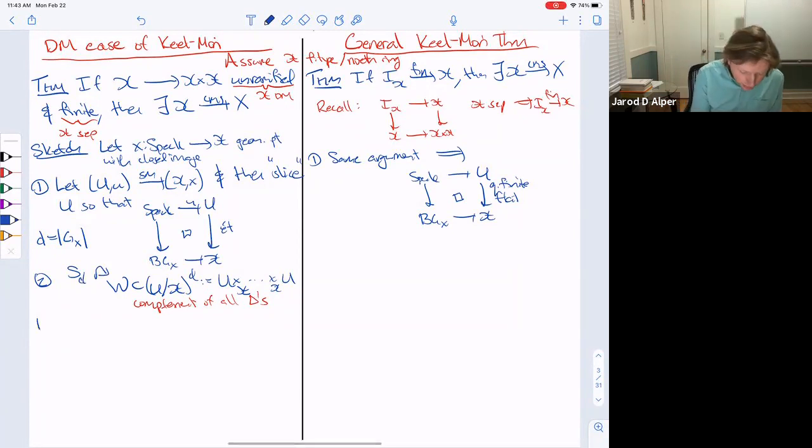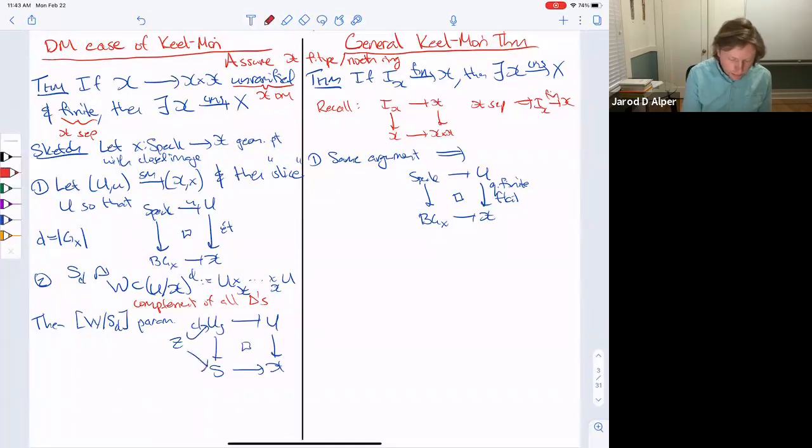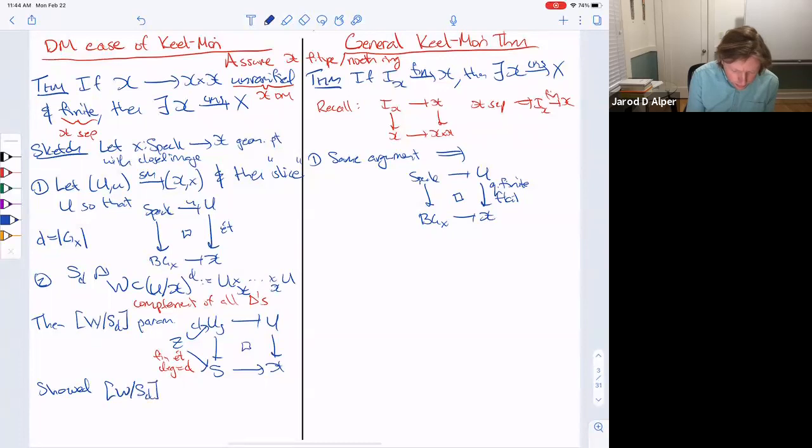And we realized that the quotient stack parameterizes diagrams where the fiber category over a scheme S consists of a morphism to X and a closed subscheme of the fiber product such that this map is finite étale and of degree D. And then what we showed was that the map from W mod S_D to the stack X is étale and representable. And moreover, there was a point W mapping to X inducing an isomorphism of automorphism groups.